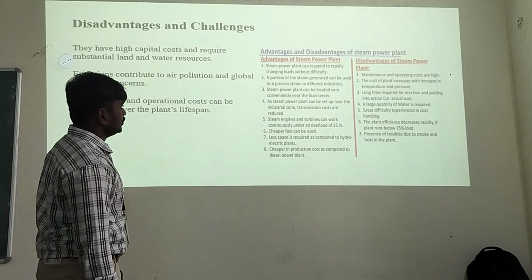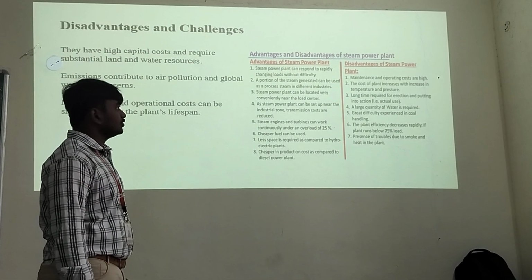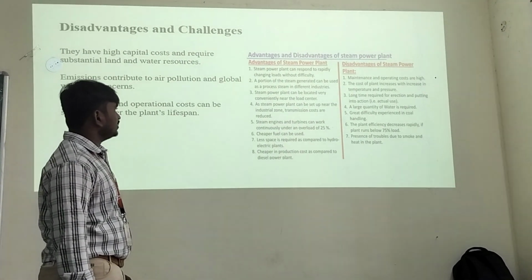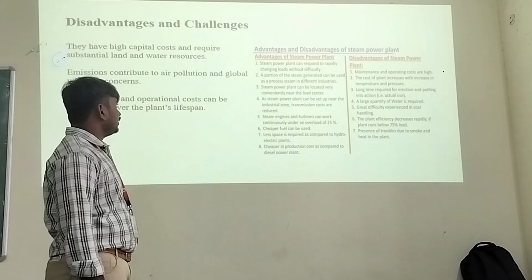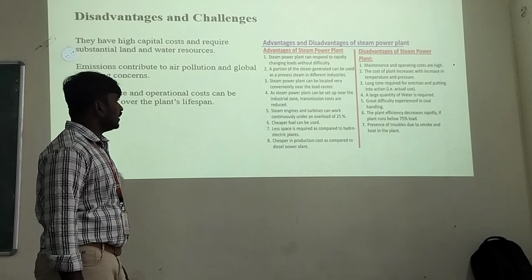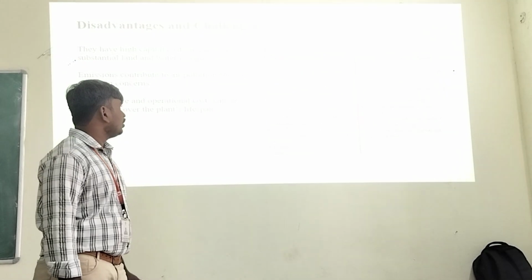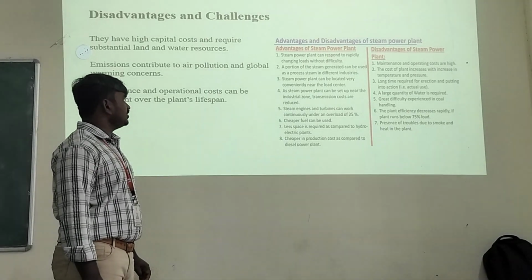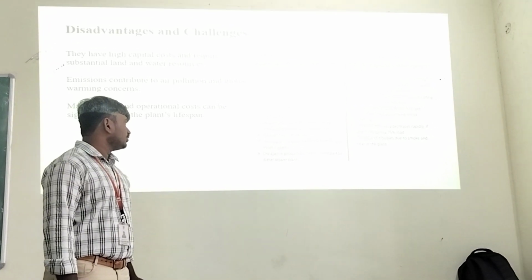The advantages of steam power plant. Steam power plant can respond to rapidly changing loads without difficulty. A portion of the steam generated can be used as process steam in different industries. Steam power plant can be located very conveniently near the load center, as it can be set up near the industrial zone. Transmission costs are reduced. The fifth one, steam engines and turbines can work continuously under an overload of 25%.